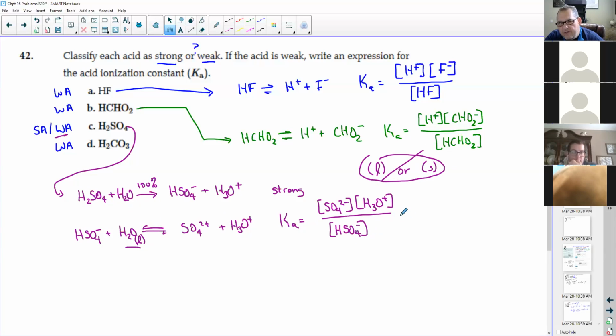So it doesn't matter really if I write it in this form or if I write it as the H plus, as I did in the ones above.